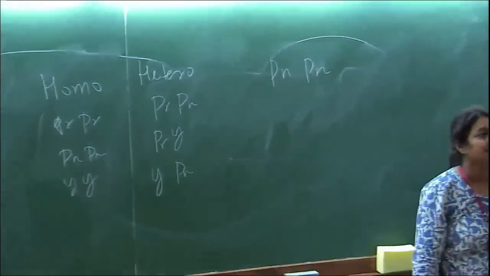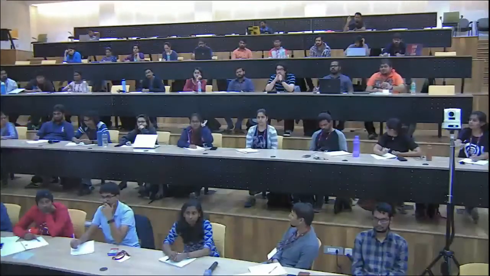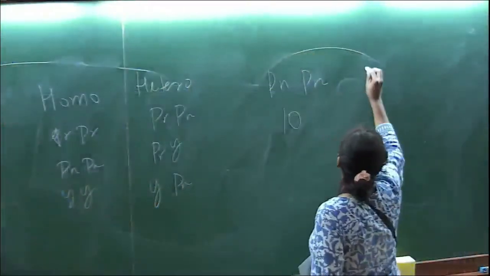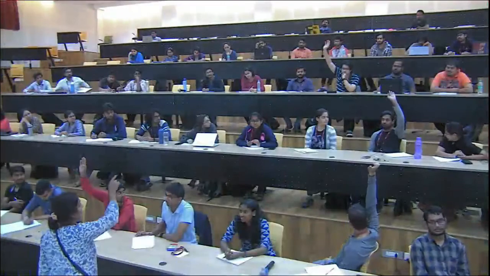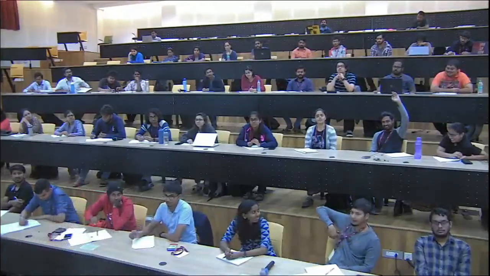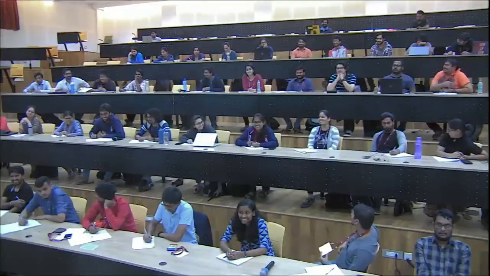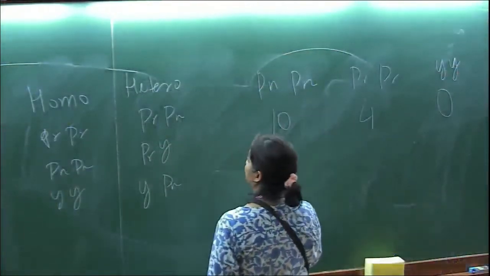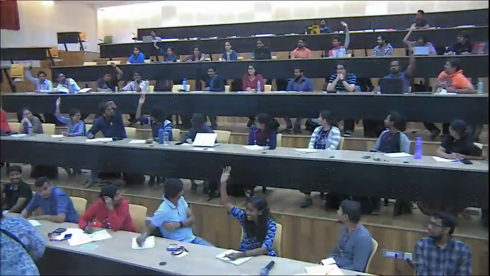So how many people are pink pink? 1, 2, 3, 4, 5, 6, 7, 8, 9, 10. Ten. Okay. Purple purple? 1, 2, 3, 4. Only 4? Yellow yellow? Zero? No one? Not a single person. Okay. Fine. How about purple pink? Oh, wow. Lots of heterozygotes.